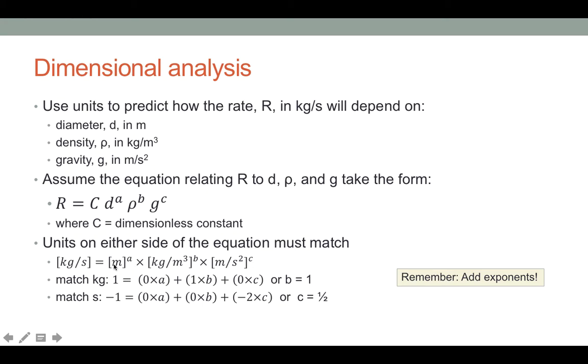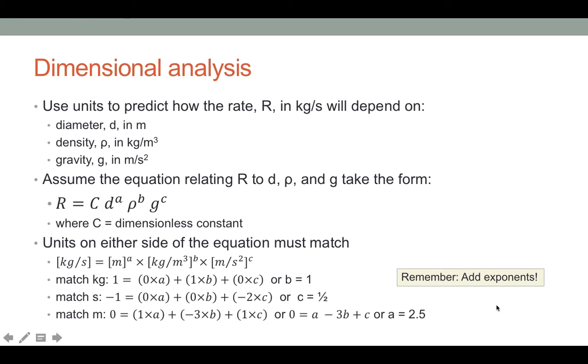Now, that's all fine and good, but notice I still have all these meters. All of those meters must cancel out, so I don't have any meters left when I do all the multiplication. So canceling out means the exponent must be 0. So that means basically a minus 3b plus c must be 0. Solve that equation, and that tells me that a must be 2.5.